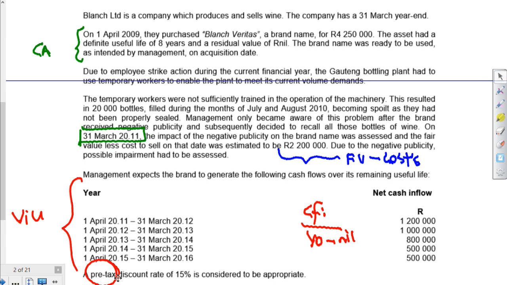Then recoverable amount will be the higher of fair value or value in use, and you will compare that with carrying amount and then determine if we have impairment or not. So I'm going to let you do that.